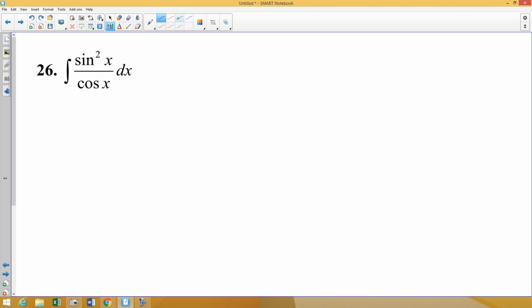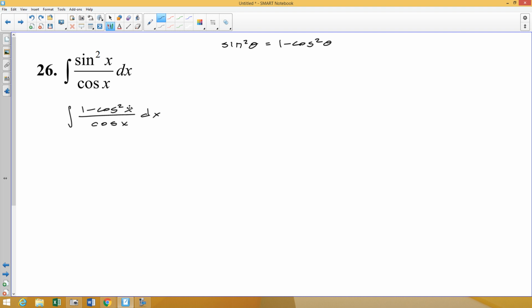And this problem, we will start by again going to a trig identity. We'll go to a trig identity, and sine squared is the same thing as 1 minus cosine squared. And I'm going to use that identity here. So sine squared becomes 1 minus cosine squared of x over cosine of x.